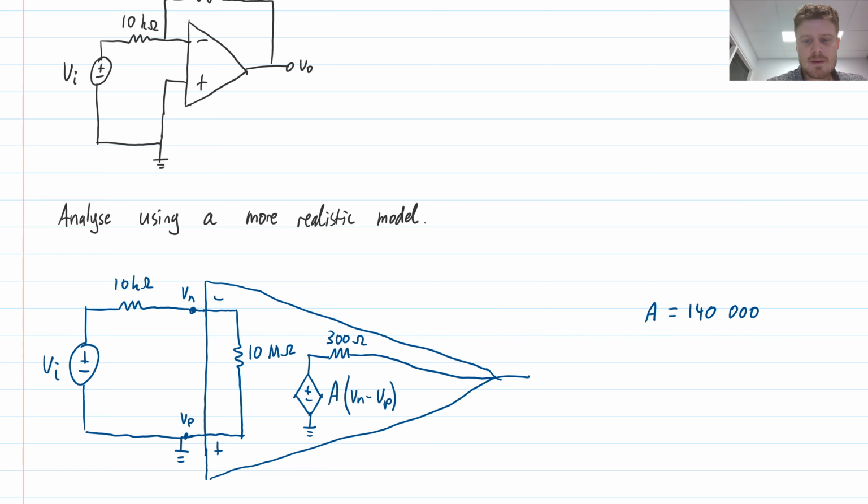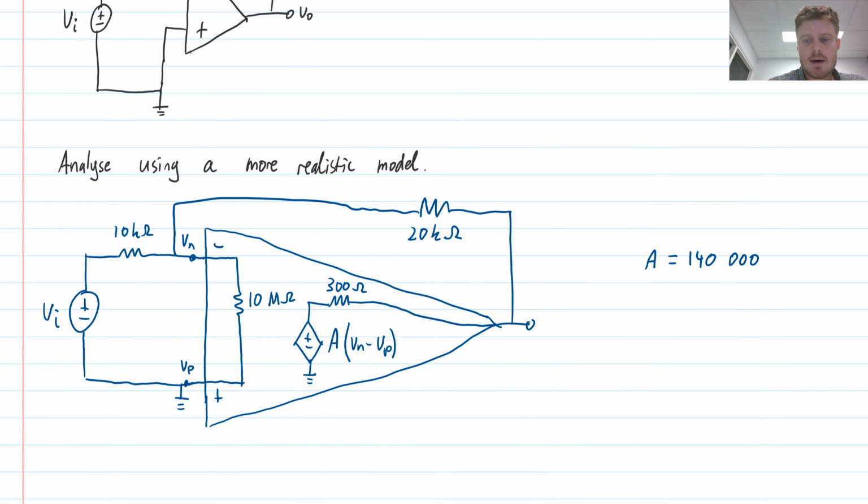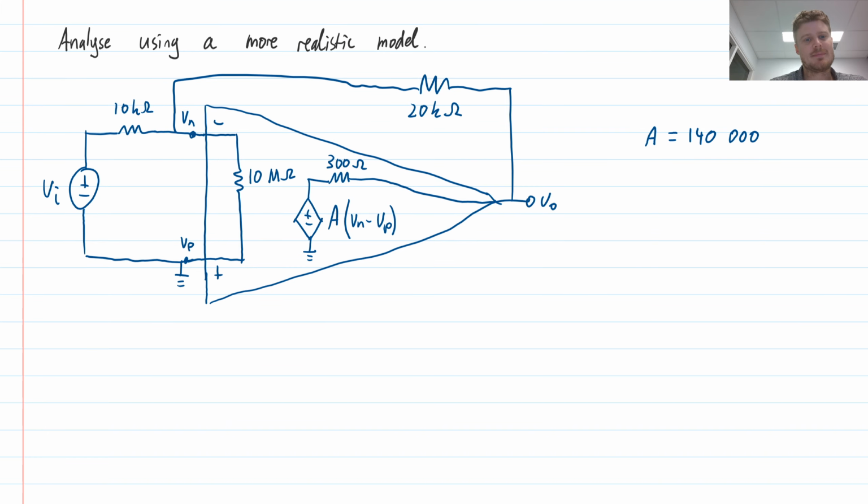I haven't drawn the feedback path yet, so there was also a feedback resistor that will connect into here, and the feedback resistor in our circuit is 20 kilo ohms. Our output is this one here. So now I have a complete circuit with all of the information that I need, and I can go and analyze it, without making the assumptions that I previously had to make. So let's go and have a look at that.